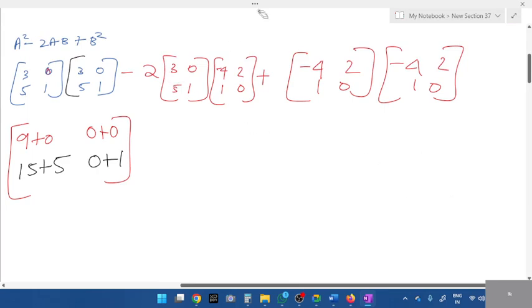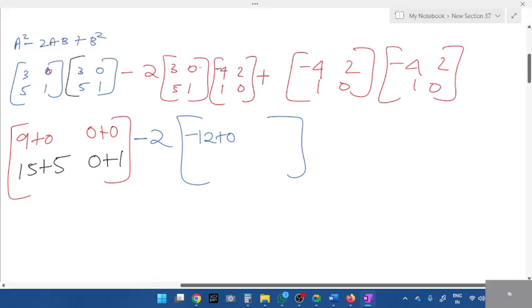Next. Keep these two, students. Remember, don't multiply 2 inside. Don't multiply 2. First, let us use multiplication rule. A into B. Keep 2 as it is. Minus 2 as it is. Tell me what is A into B? What is 3 into minus 4? Minus 12. 0 into 1 is 0. Next one.